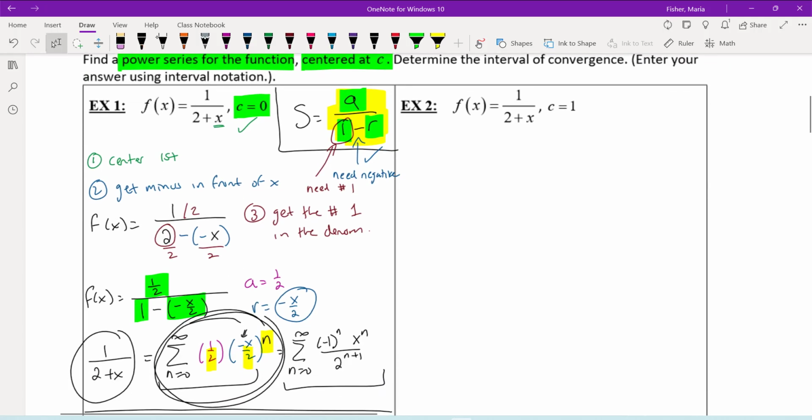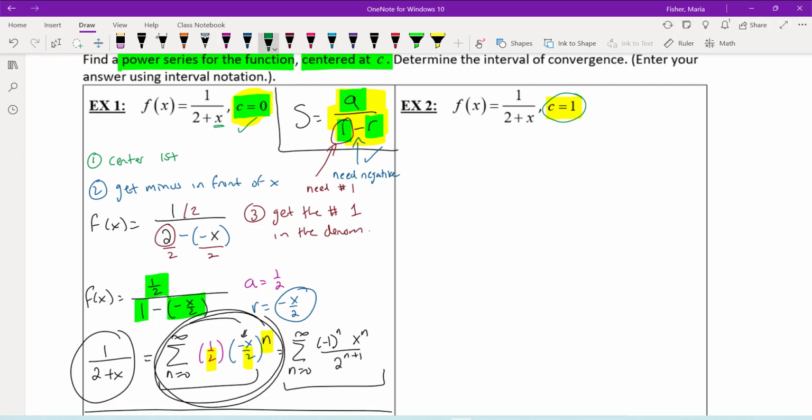Let's look at number 2. Now the only difference between example 1 and example 2 is that here in example 2 we want to be centered at 1. In example 1 we had the exact same function 1 over 2 plus x, but we were centered at 0. So the end result is going to be different because we're centering ourselves somewhere different. The first thing we need to do is center ourselves first. So I have to center first.